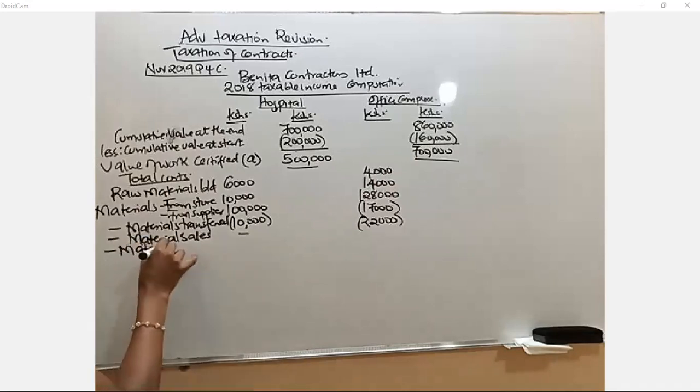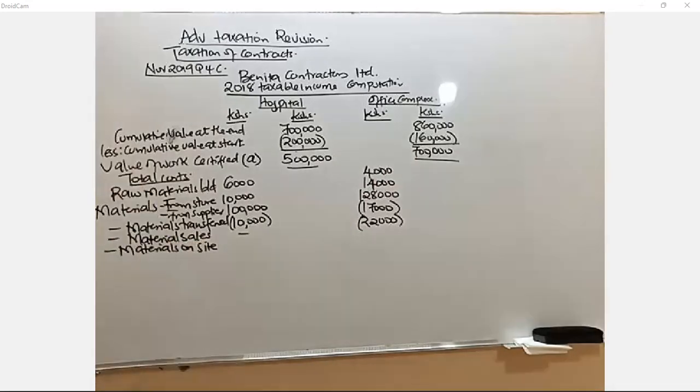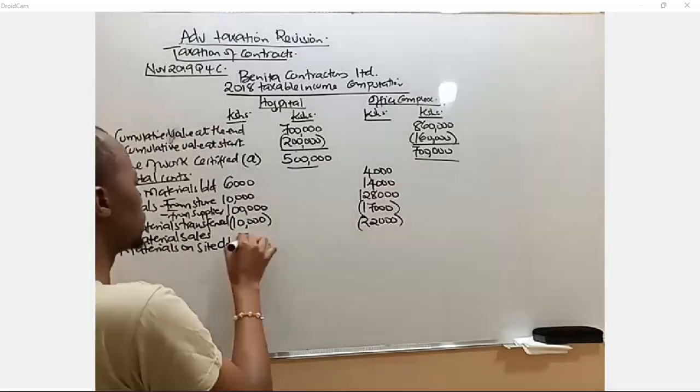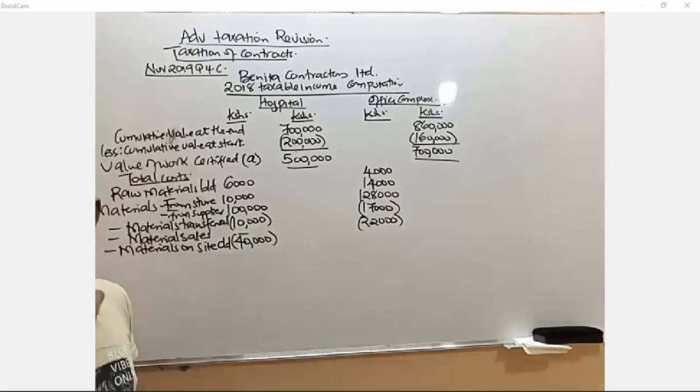Materials on site. How much do we have? The materials on site at the end of the year should be carried down. We are being given 40,000 here. Correct. Then on the other side, we have 50,000.